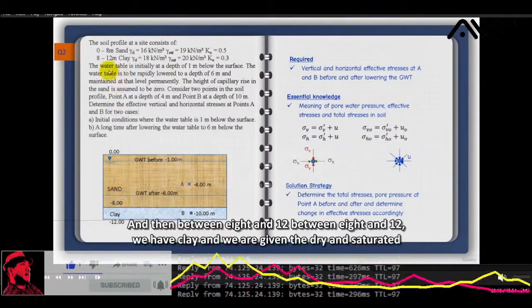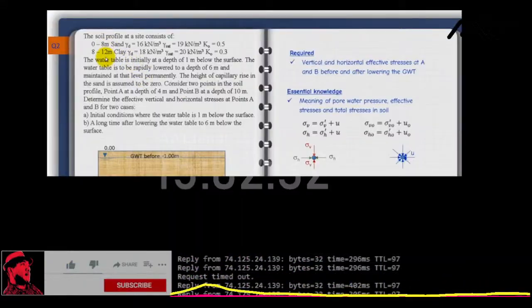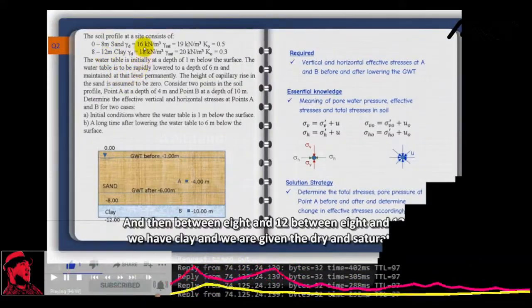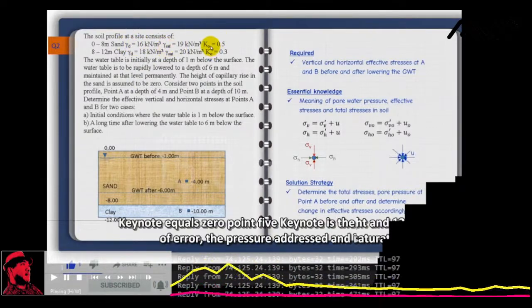and then between 8 and 12, we have clay. And we are given the dry and saturated unit weight for each soil. We are given also K naught equals 0.5.